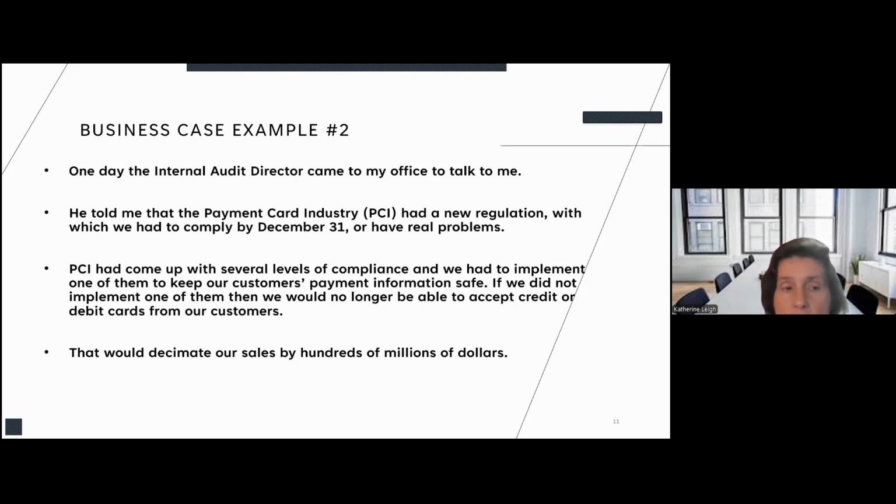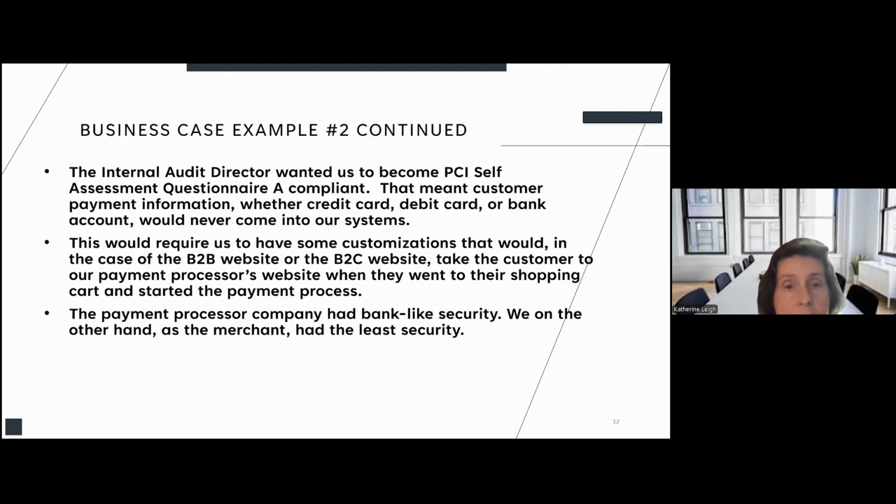Otherwise, PCI would consider us too risky. So the internal audit director wanted us to become PCI self-assessment questionnaire A compliant. That was what it was called back then. It's probably called something different now. I'm pretty sure it is. I forget what it's called now.